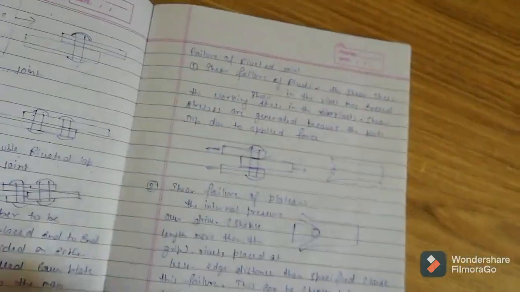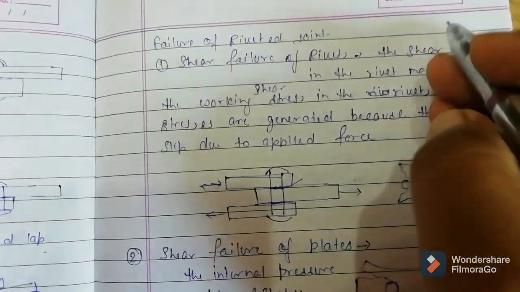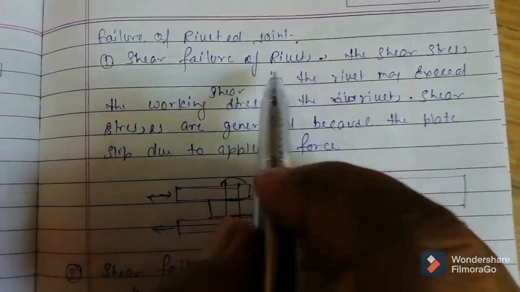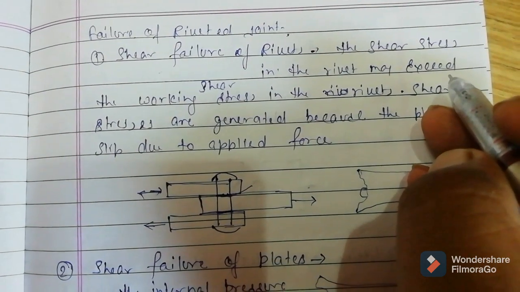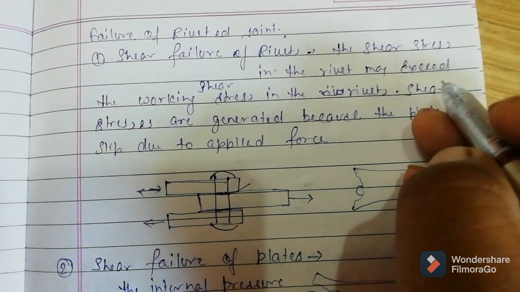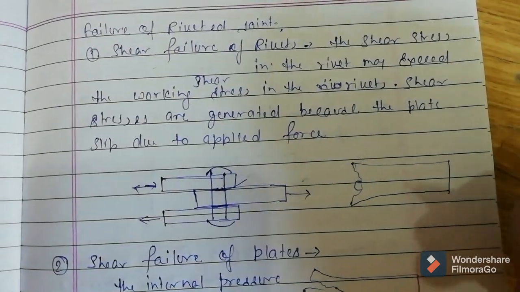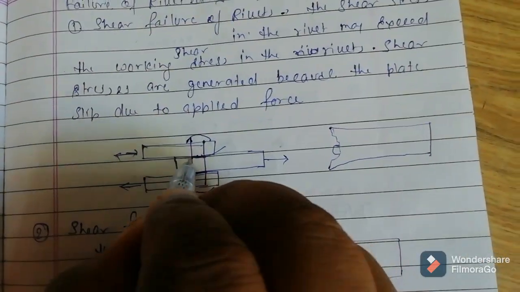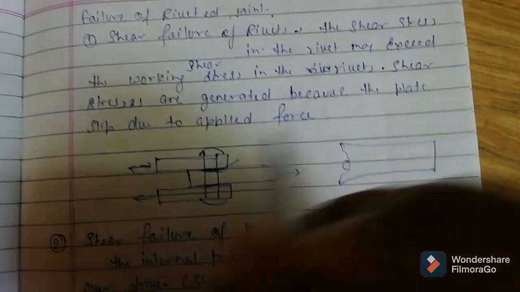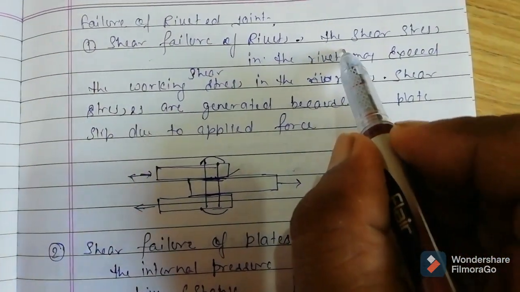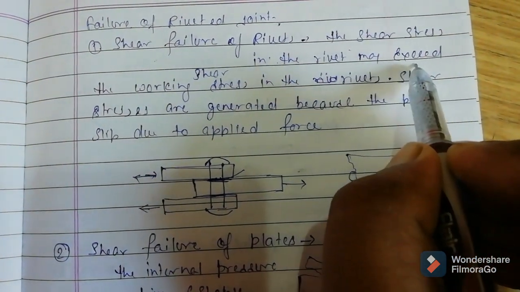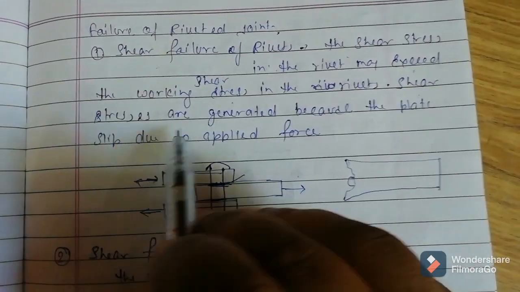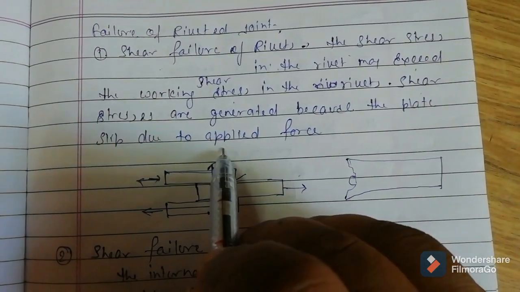Now next is the failure of riveted joints. There are various types of failure. Let's discuss the first one, shear failure of rivets, as you already know how shear works. Shear tries to cut the section. In the shear failure of the rivets, the shear stress in the rivet may exceed the working shear stress of the rivets. The shear stress is generally caused because the plates slip due to the applied force.